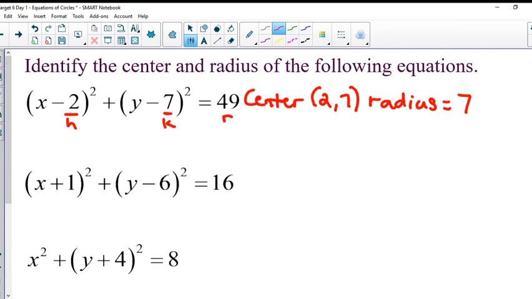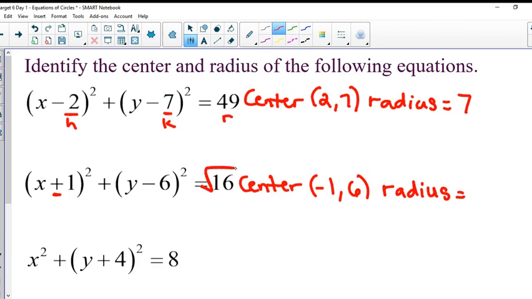I would recommend you pause the video, try the last two, and then check your answer by playing the video again. For our second problem, what you should notice here is that we have this plus sign. That means that there was a double negative here, and a double negative turns positive. So our center is going to be (-1, 6), and for our radius, we are going to take that 16, and remember this is technically r squared. We are going to do the square root of 16 and get 4.